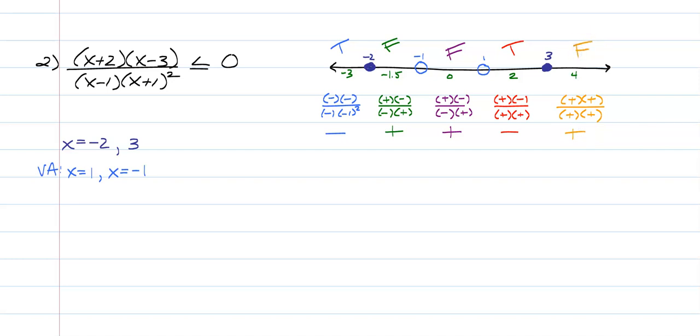So your final answer should be written with interval notation for just your true sections. So it's true from negative infinity to a negative 2, square bracket because it is included. That's less than or equal to. Union. And then we are true from a positive 1 to 3. And that's it. Okay, so that's this video on polynomial and rational function inequalities.